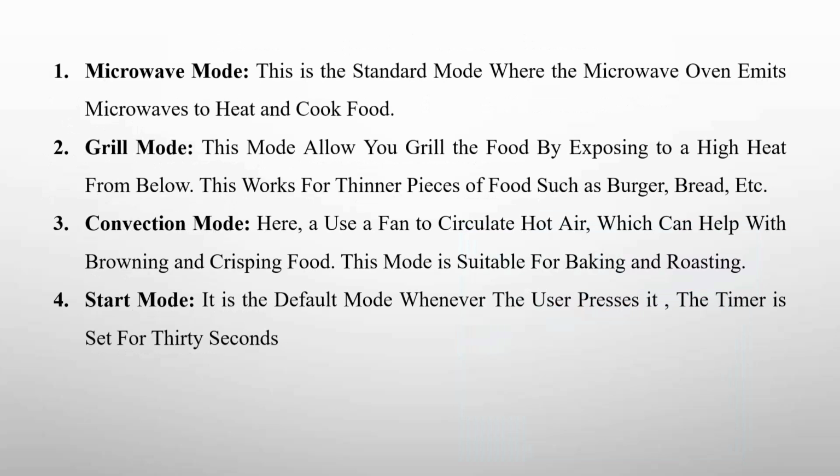Microwave mode is standard heating using microwaves, where the oven emits microwaves to heat and cook food. Grill mode uses high heat for grilling. Convection mode uses a fan to distribute heat evenly. Start mode is a default mode that starts a 30 seconds timer. If we want to increase the time, pressing key 4 adds 30 seconds to the timer.